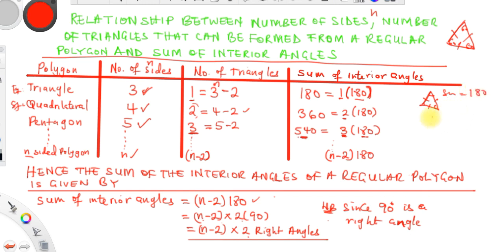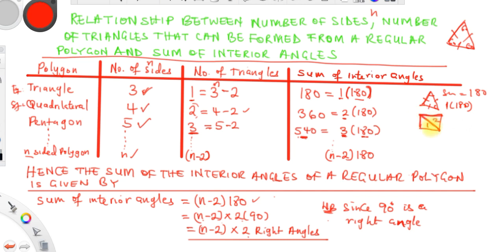So this 180, the sum of the interior angles of an equilateral triangle, is the same as the number of triangles that can be formed from the polygon times 180 degrees. That is what it means. And if you take a square, which is a quadrilateral, a quadrilateral has 4 sides. And how many triangles can be formed from the quadrilateral? Only 2 triangles can be formed from a quadrilateral. This is one triangle and another triangle.